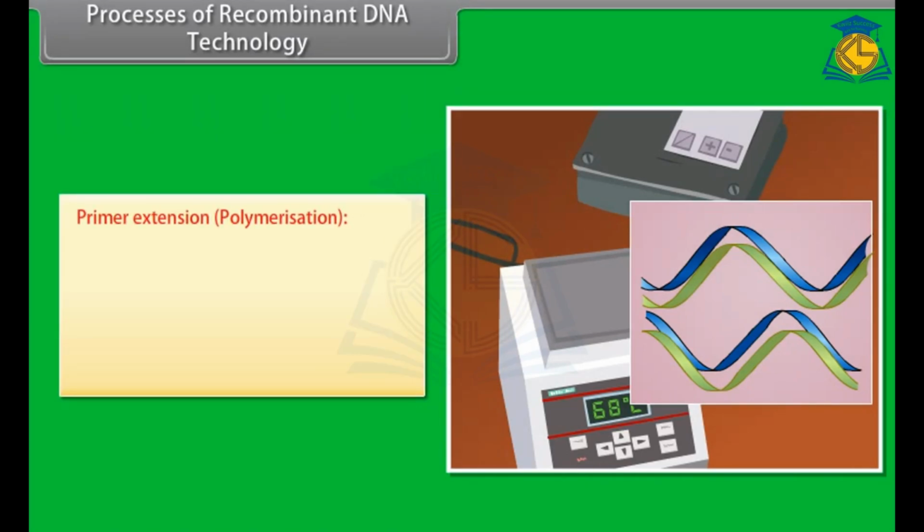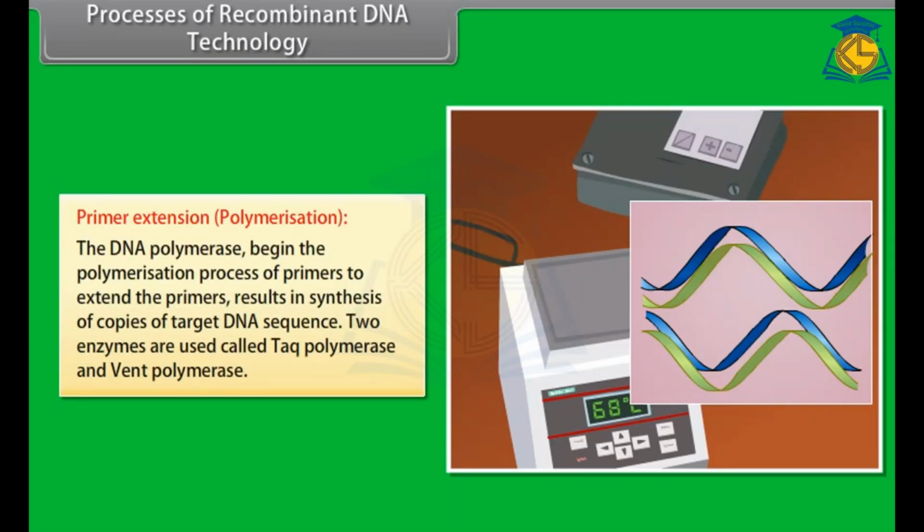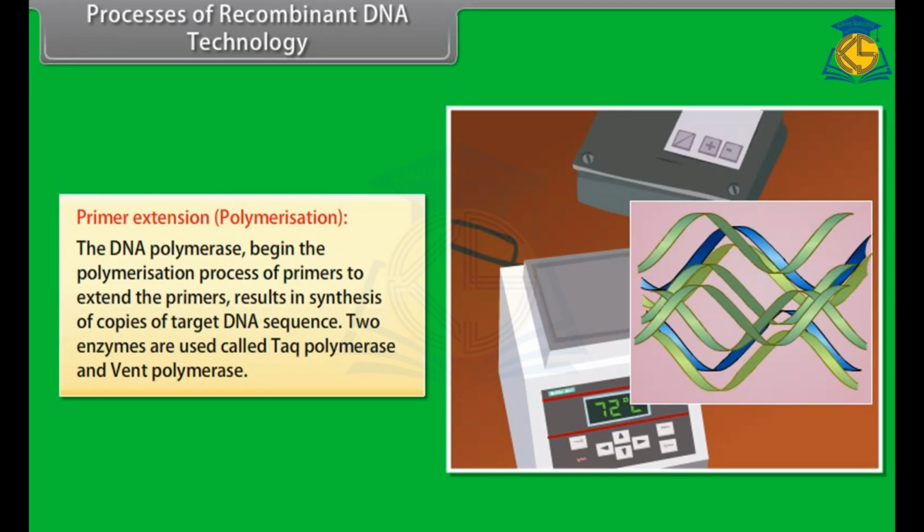Primer extension, polymerization. The DNA polymerase begins the polymerization process of the primers, extending the primers and resulting in synthesis of copies of the target DNA sequence. Two enzymes are used, called Taq polymerase and Vent polymerase.